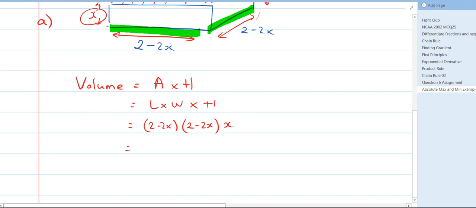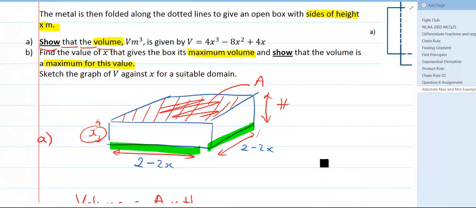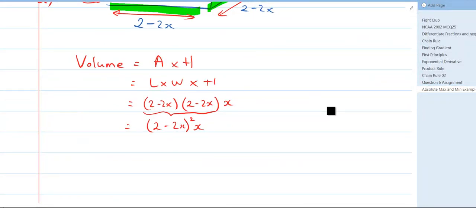Now we combine this. This is actually the same term, so I can write it like this: (2 minus 2x) squared times x. Now, if the question says simplify, this would have been correct, but obviously I'm trying to prove what? I'm trying to prove that my volume equals this, and clearly this is not in expanded form, so what I have to do is expand this.